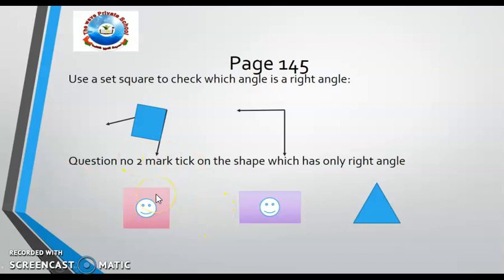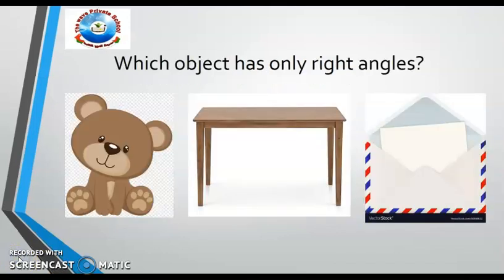You have to put a tick mark in your book. I am putting these smileys. Likewise, this is question number 3 in your book. You have to put a tick on the object which has only right angles. I will put the smiley. Does this teddy bear have a right angle? Has a right angle?